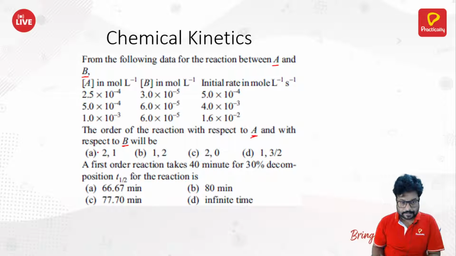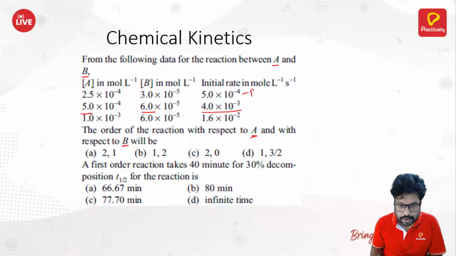Okay, let's see. When B goes from here to here, see, the concentration of B is constant. The concentration of B is constant. That means we need to check the concentration of A only. Anyways, we need to take the ratio. So this is equation number 1, 2, 3.